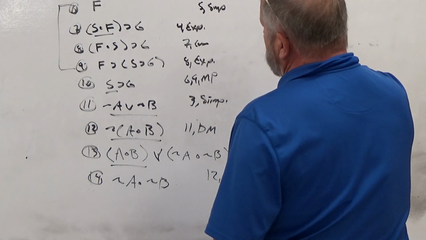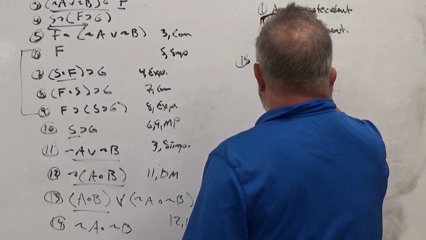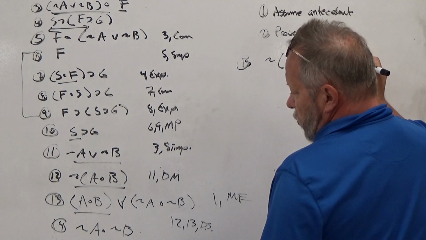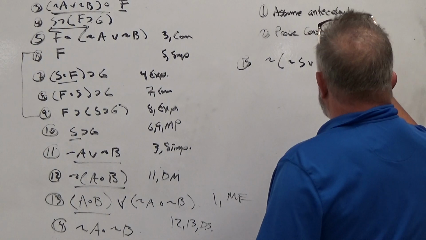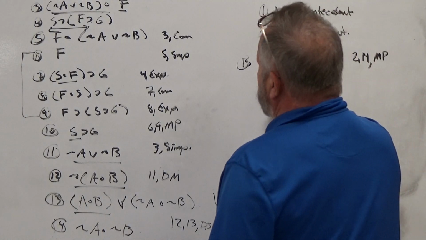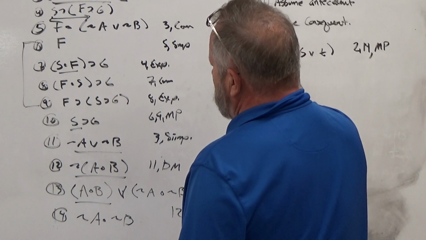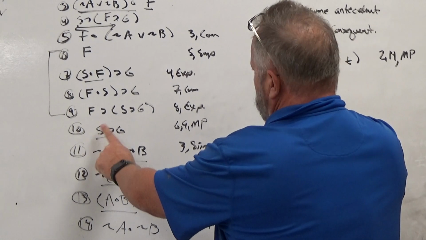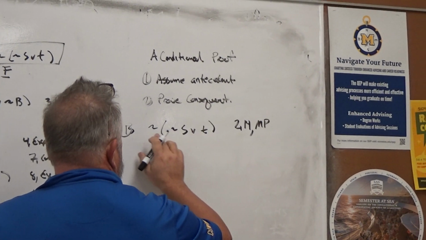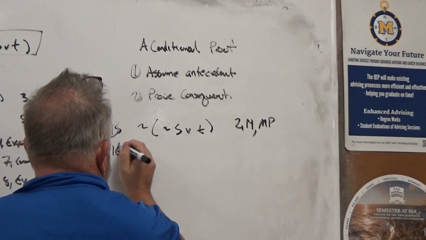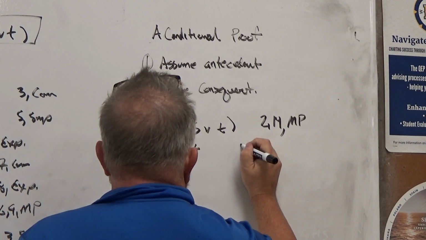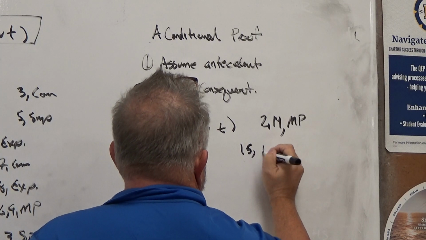So 15 would be not S or T from 2 and 14, modus ponens, okay? And from this, I need to get an S so I can get my G. So let's first push this negation through. So I get S and not T from 15 by De Morgan's.